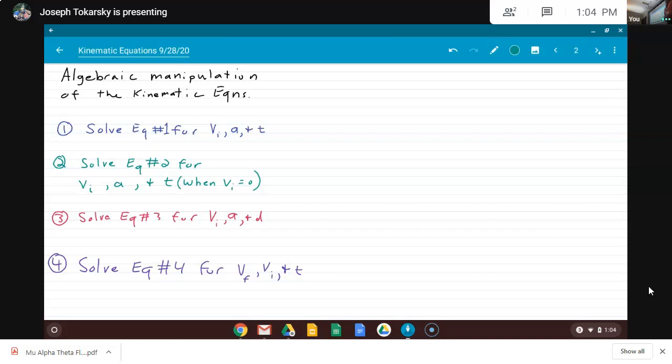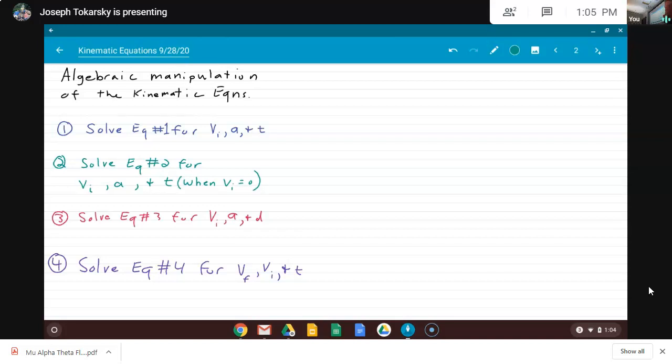Do this on a separate page. You do not need to upload this to Classroom for anything. If I give any points, I'll do a spot check, okay? Just in class. And I might do that, so make sure you have these done. So, like, scenario number one, solve equation number one for VI, A, and T. So there's three separate things there, right? Each one of these equations you're going to solve for several different variables.